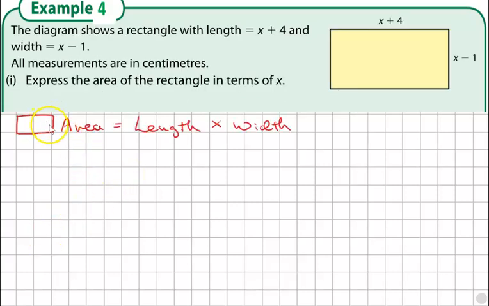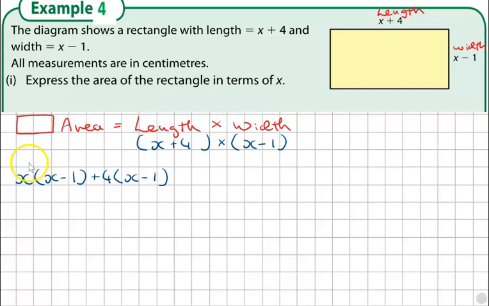So a rectangle's area is equal to length multiplied by width. This is not in the formula book. You need to know this off by heart. So the length is x plus 4 and the width is x minus 1. So underneath length, I'm writing x plus 4, and underneath width, I'm writing x minus 1. So we're going to multiply these.